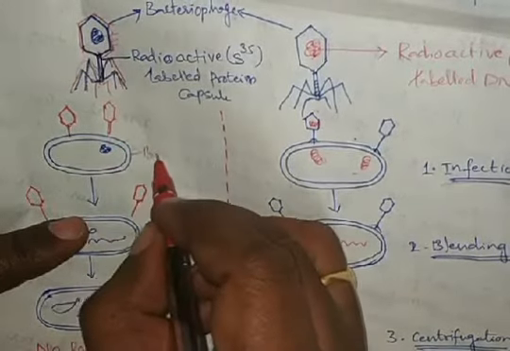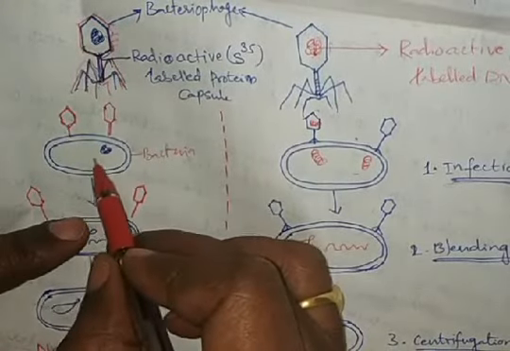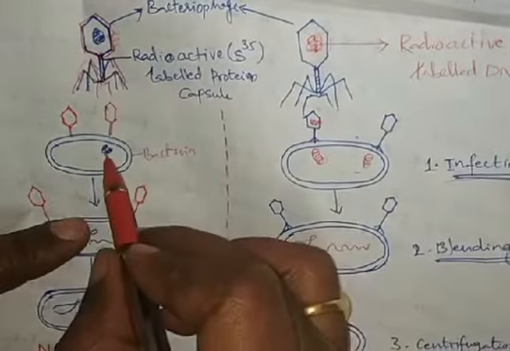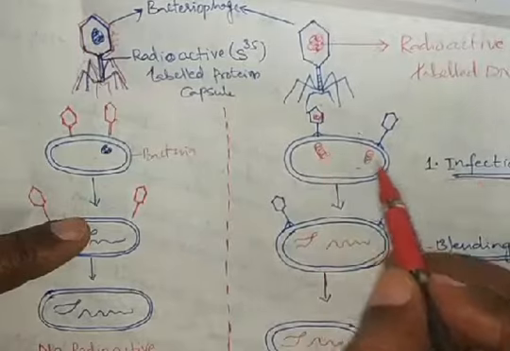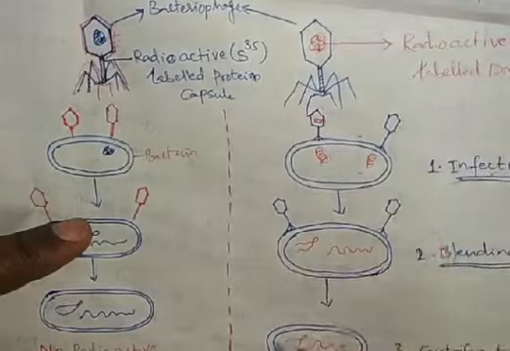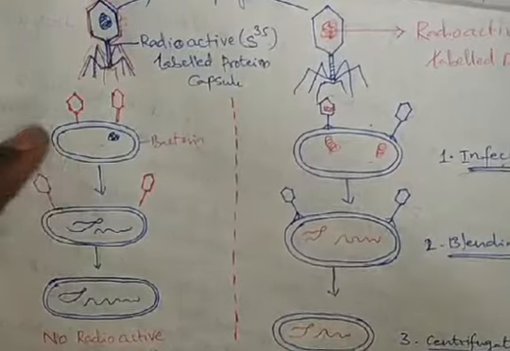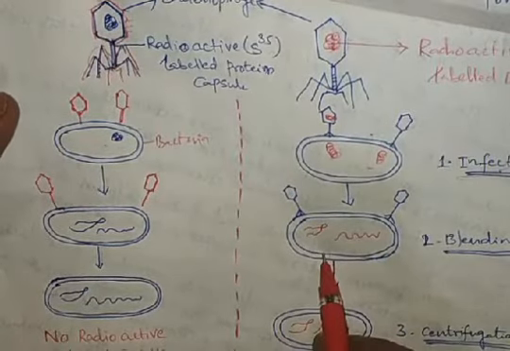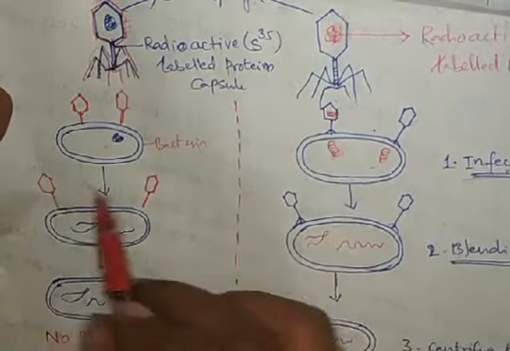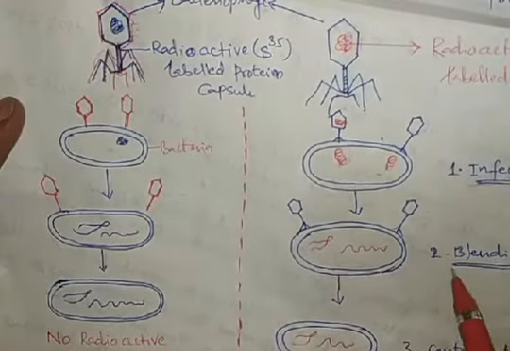This is a bacteria, and they inject their material into the bacteria. Here also they injected their material into the bacteria. The blue color material is injected here. The red color material is injected here. That is called an infection. Then after this, these bacteriophages are taken and blended in the test tube and the coats are separated. Protein coats are separated by the blending.